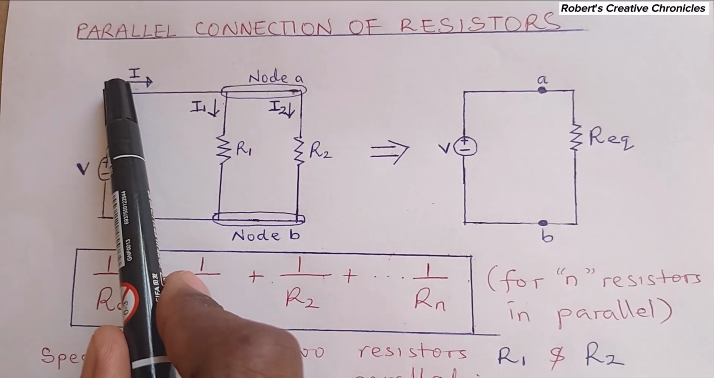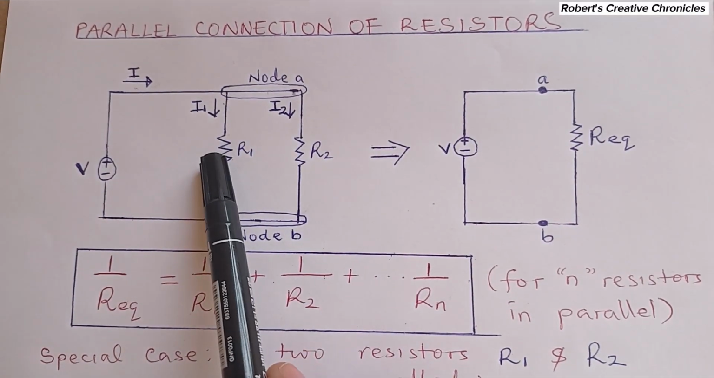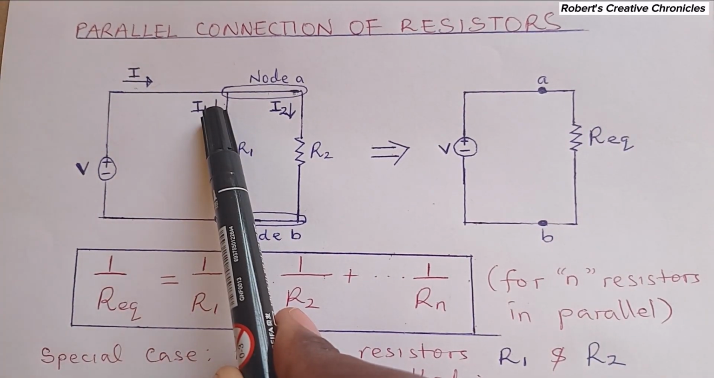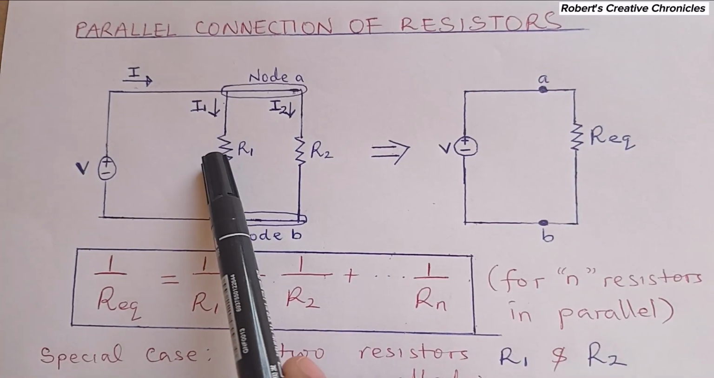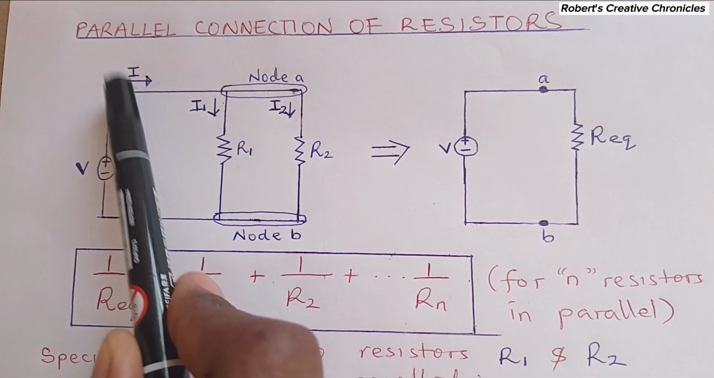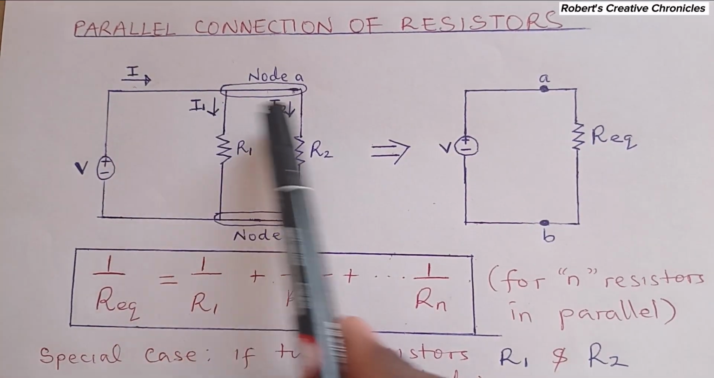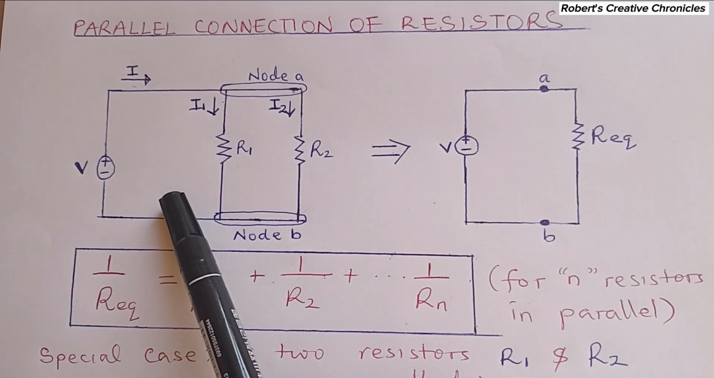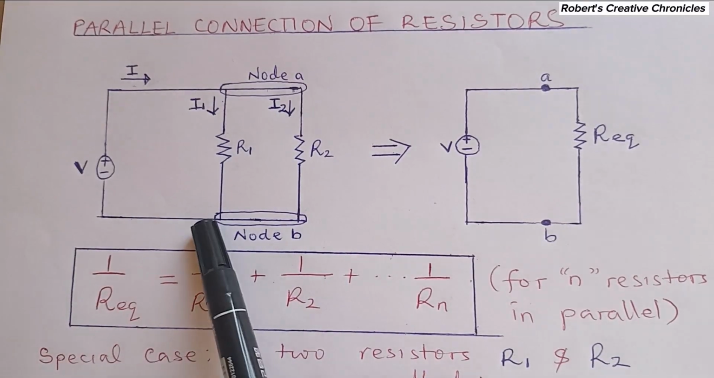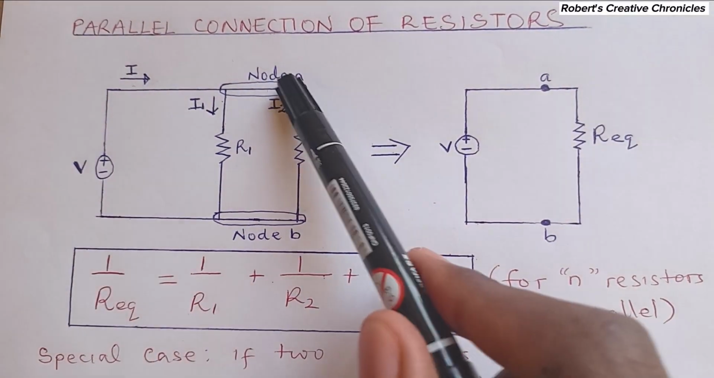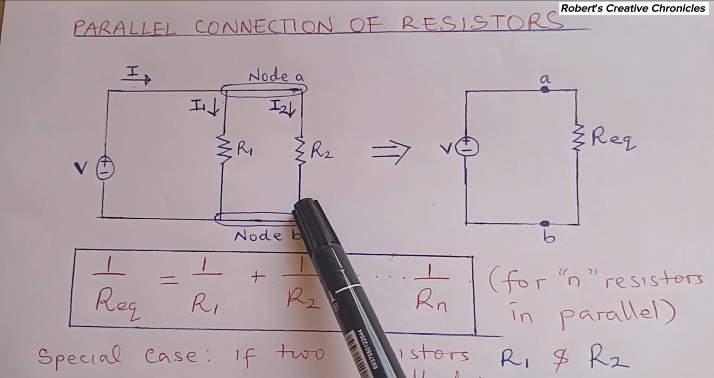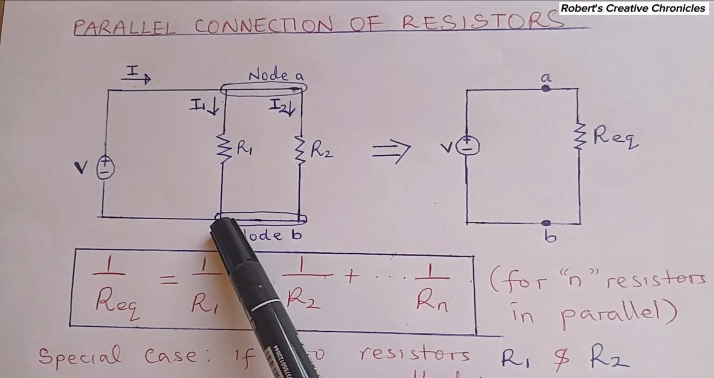So maybe if the current here is 5, if you add the amount that enters here and the amount that enters here, it will give you 5. So I will be equal to I1 plus I2. And when the resistors are in parallel, the voltage across them is equal. So V across this R1 is the same voltage across this R2, but the current differs.